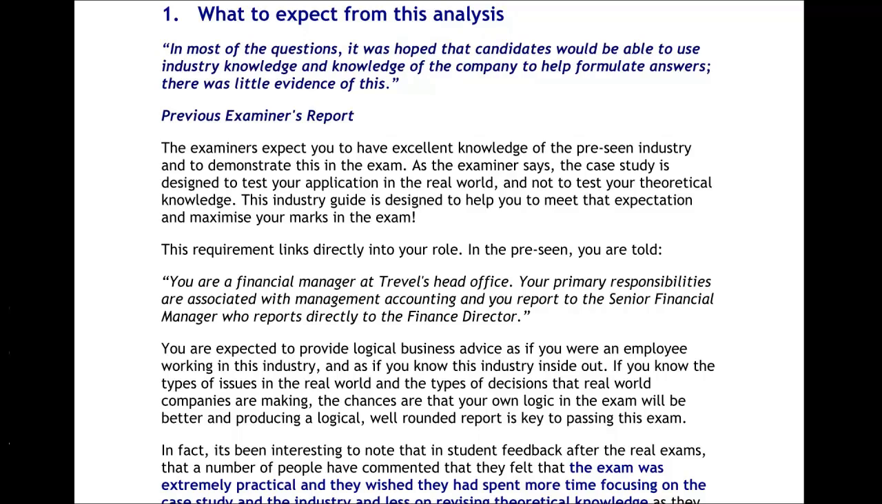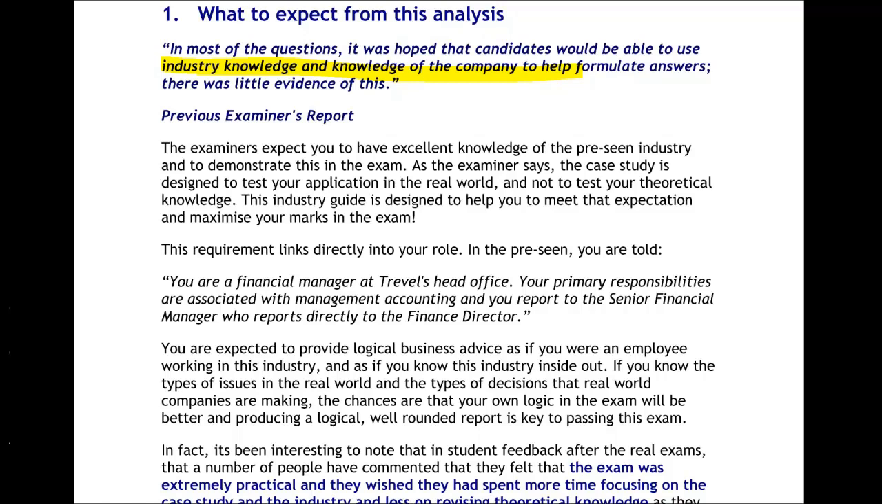So this is where the industry analysis comes in. And just as a quick quote, we see that in most questions it was hoped that candidates would be able to answer using industry knowledge and knowledge of the company. So that's what they've said beforehand. We know that it's very useful for picking up marks, and that is basically the reason for this analysis, to do all the work for you, to condense it down into one simple document. Though it is quite large, of course.